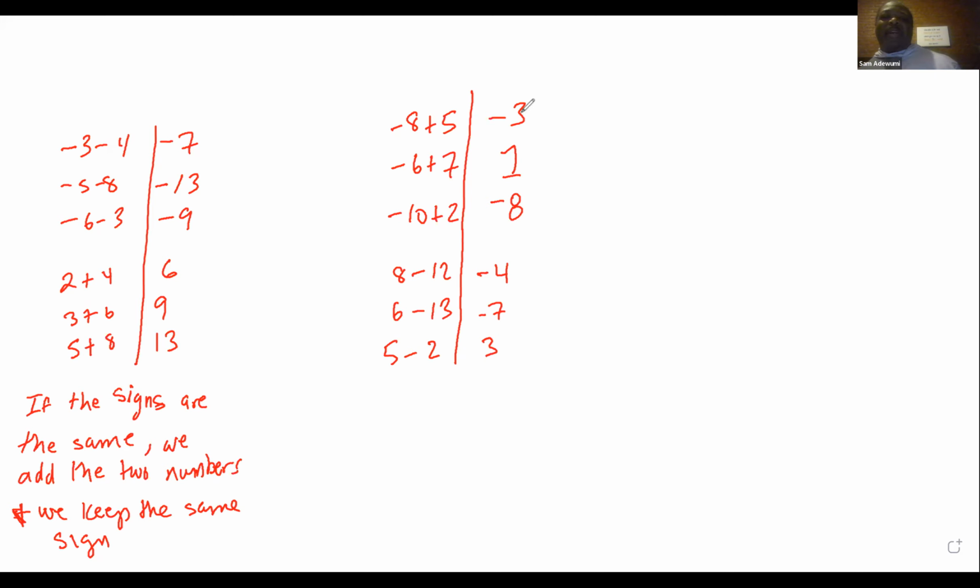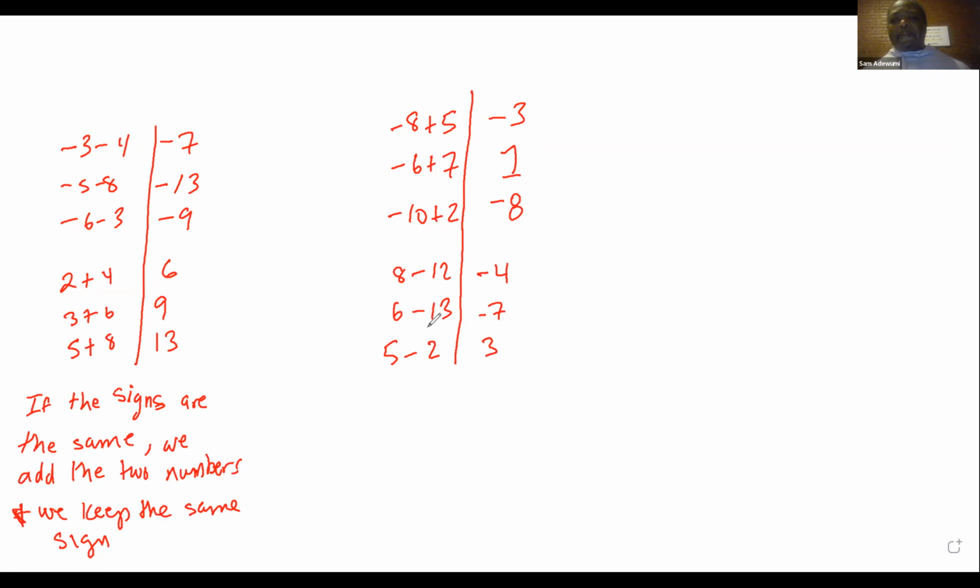We got -8 plus 5. What do we notice about these first three numbers? What do we know about this set of numbers? What do you see? They all have different signs. What about these bottom set of numbers? What do you see? They also have different signs. Thank you. So all of these numbers have different signs.